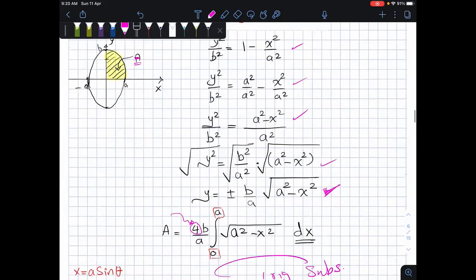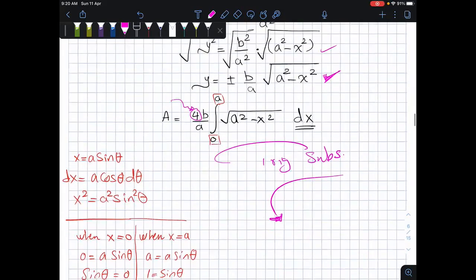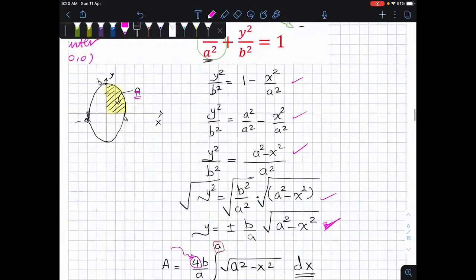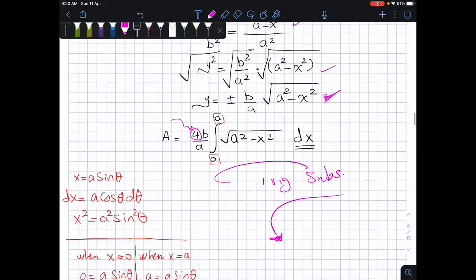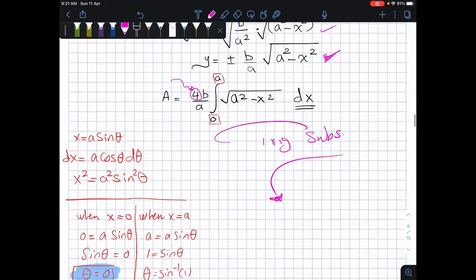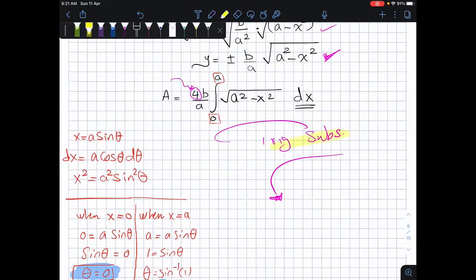So it's symmetric about its axis. That's why we multiply by 4 to find the area of the whole ellipse here. As you see, inside the integral, the integrand, we have the square root of a squared minus x squared. So we have to use the trig substitution method.